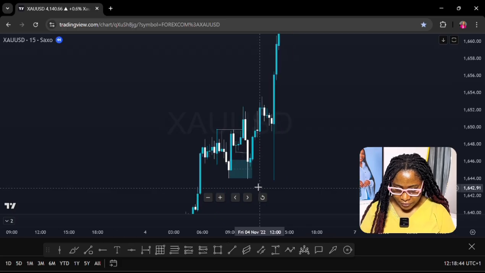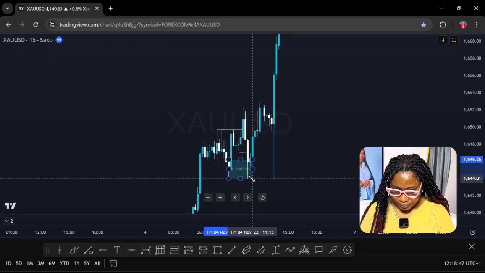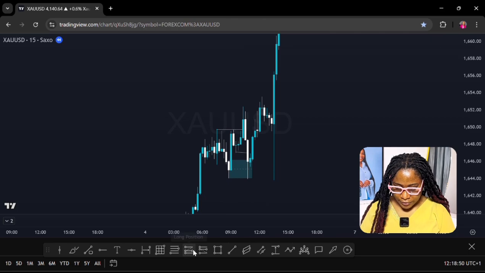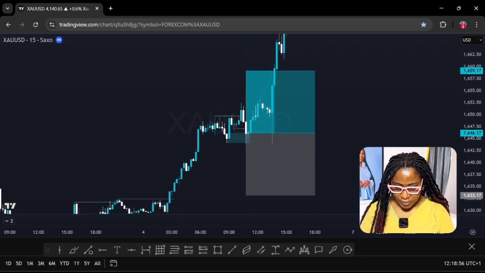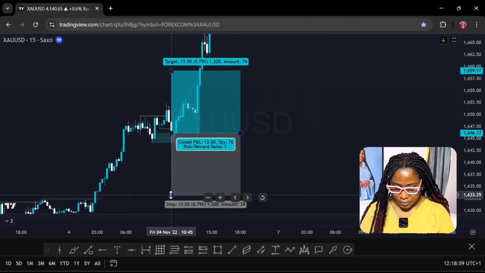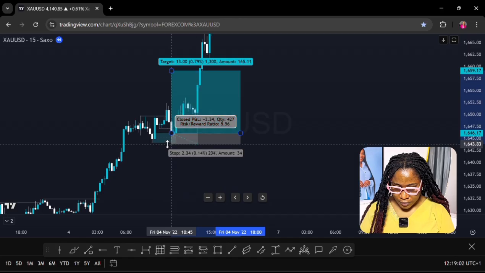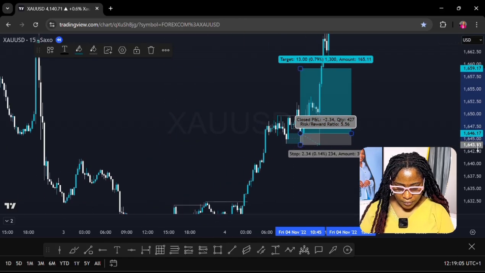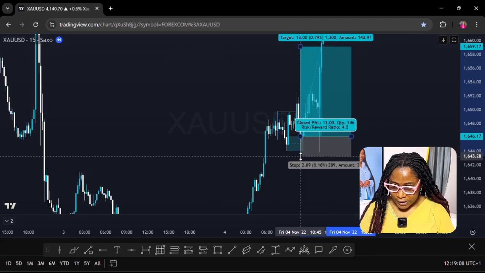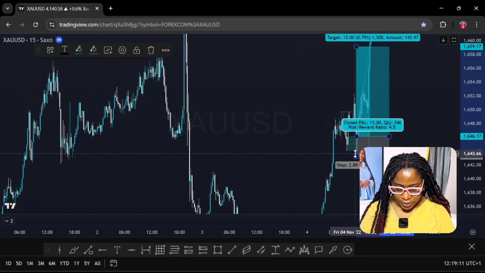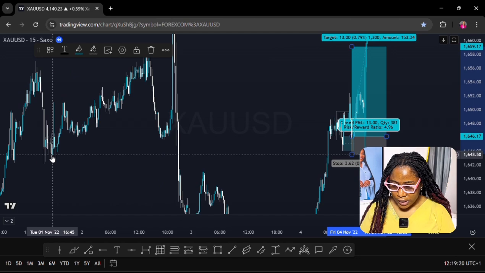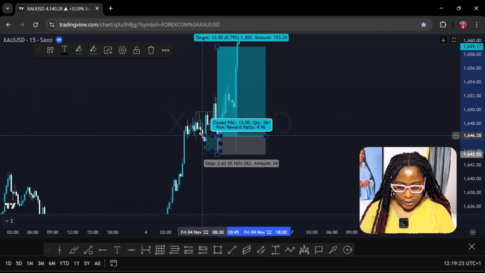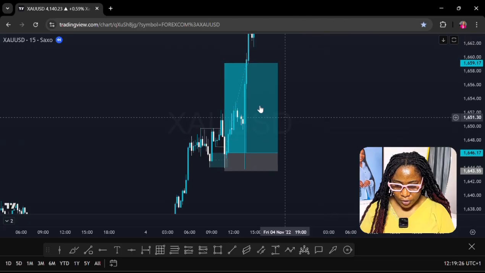I would have taken a buy from here. I'd have taken a buy from here. SL just below. I love looking to my left when I'm putting the SL. You see, I use the body close of this candle to put in my SL. So it always helps you to avoid getting stopped out.